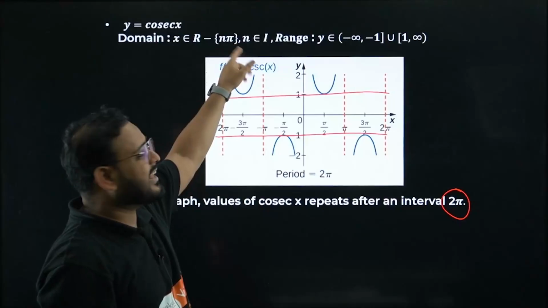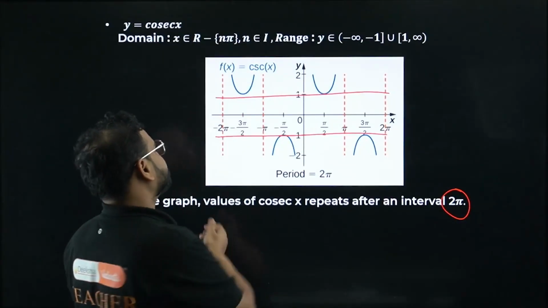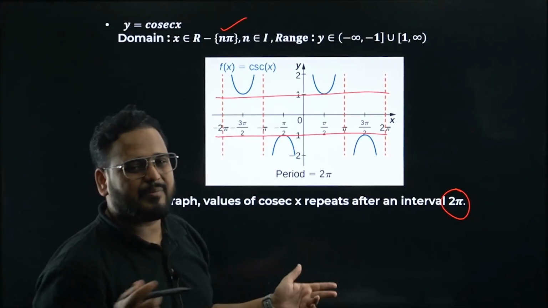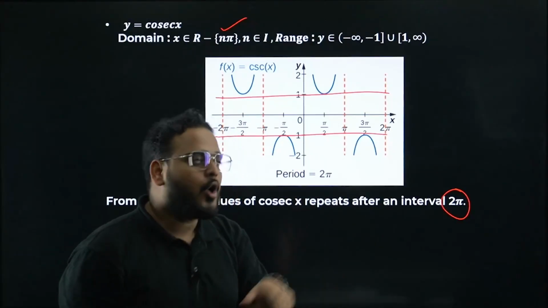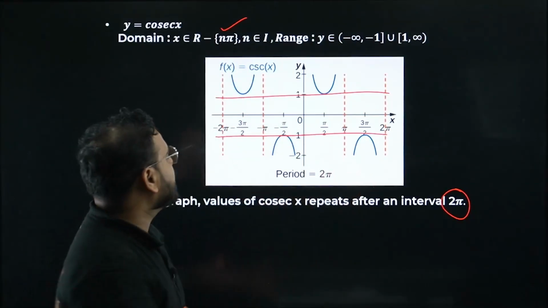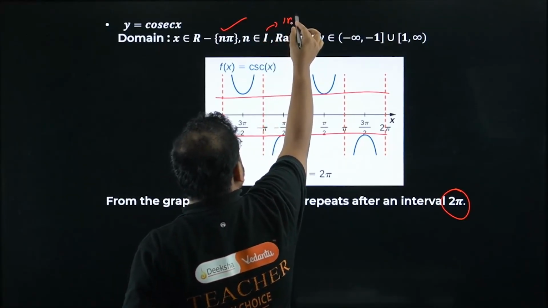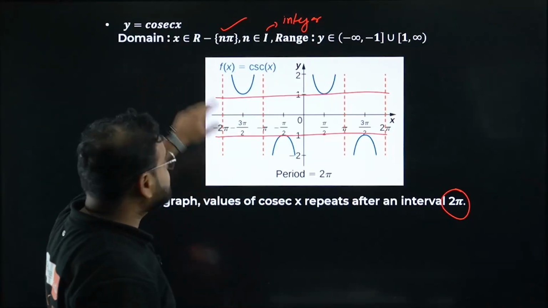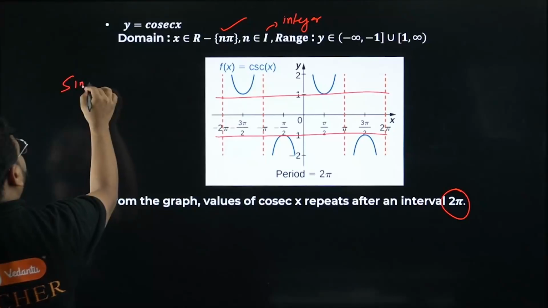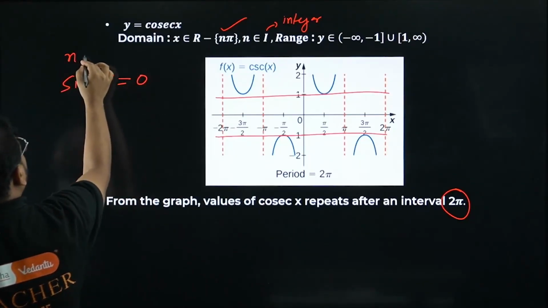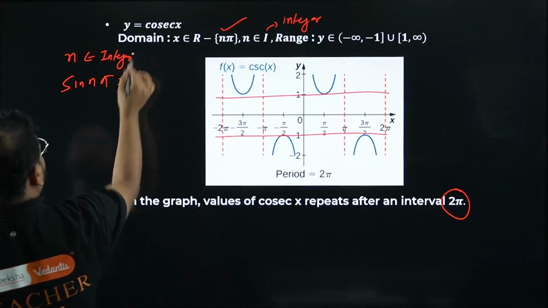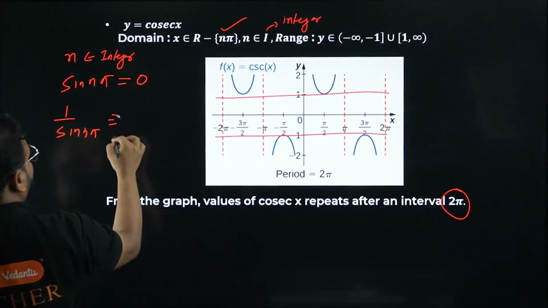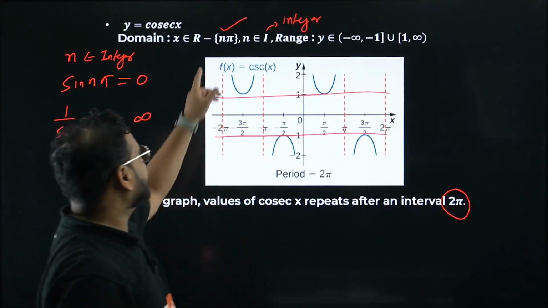Sine at an integral multiple will become 0. N is an integer, so either an integral multiple of pi or an even multiple of pi by 2. You can write the same thing, it means the same thing actually. So for all integers n, sin n pi will be 0, right? Sin n pi is 0 when n is an integer. Then of course 1 by sin n pi becomes infinity, undefined. That's why we don't have that as part of the domain.